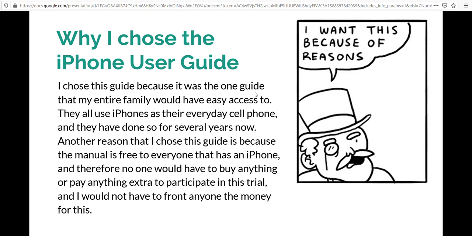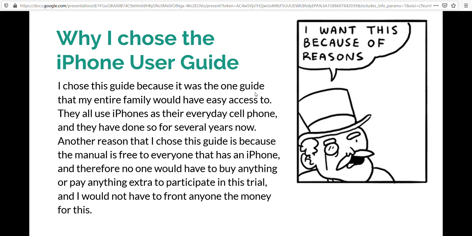Now, the reason I chose the iPhone user guide is because it's the one guide that I figured it would be easiest for my entire family, who are my test subjects, to have access to. They all use iPhones as their everyday cell phone, and they've done so for several years, so they already had some base knowledge of the operating system. Another reason I chose this guide is because the manual is free to everyone on the iPhone. And so I wouldn't have to buy anything for them, and they wouldn't have to buy anything just to participate in the trial. And so with money not being exchanged, it just made it much simpler.